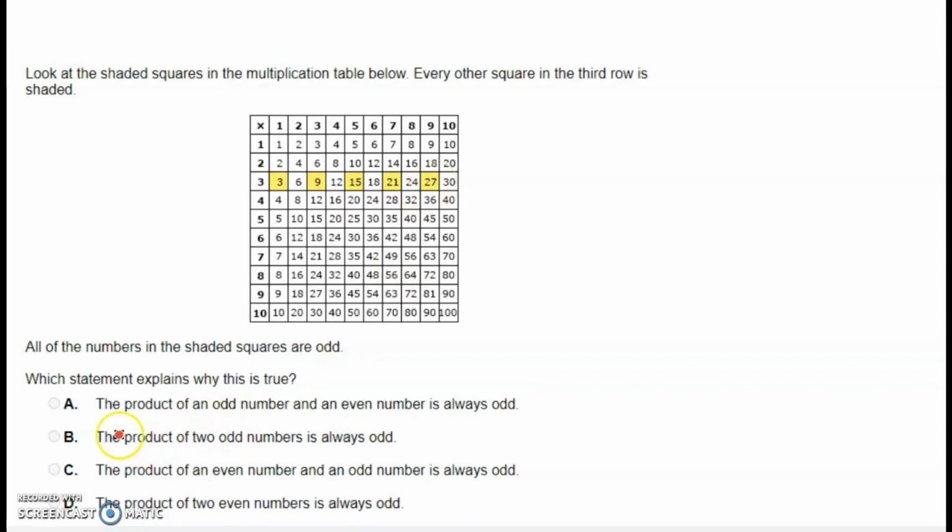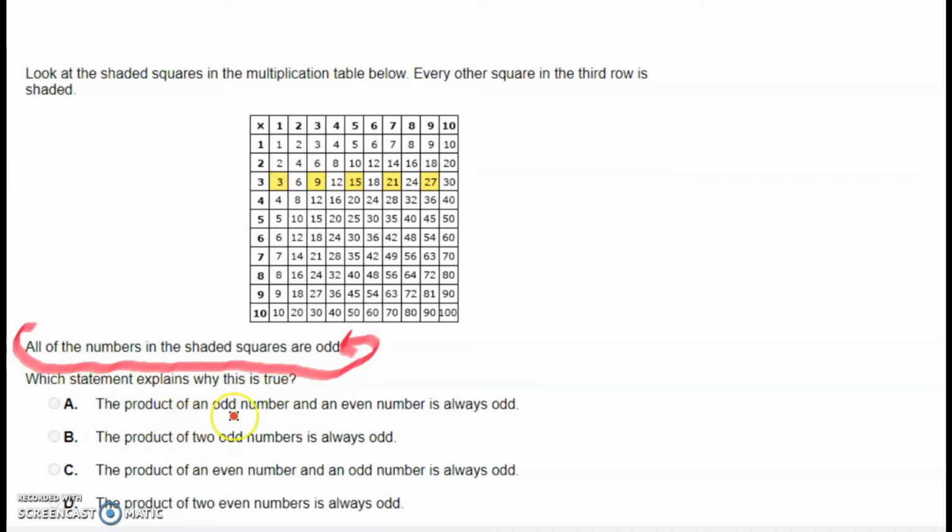Now let's see our choices. But before that, we have to read carefully what we have been told. It says all of the numbers in the shaded squares are odd. The shaded squares, yes, all those numbers are odd. That is true. Which statement explains why this is true?